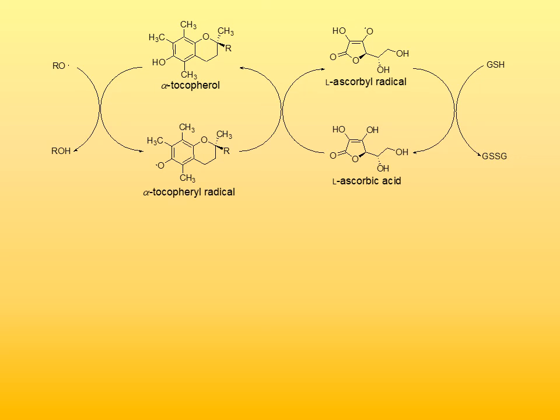Besides operating in aqueous environment, ascorbic acid protects membranes through two mechanisms. First, it reacts with peroxy radicals in the cytoplasm before they can reach membranes. Second, it enhances antioxidant activity of alpha-tocopherol by regenerating it from alpha-tocopheryl radical. Ascorbate that is produced in the process is then regenerated in reaction with glutathione.